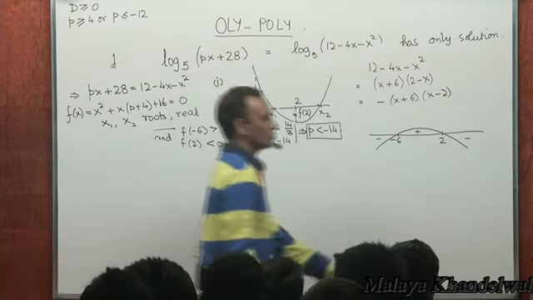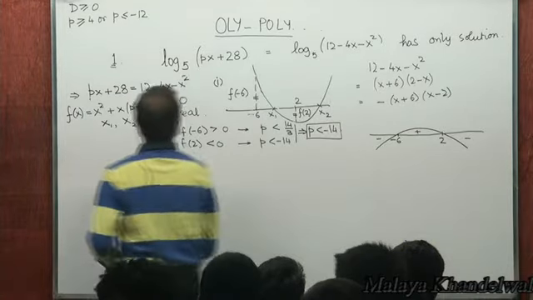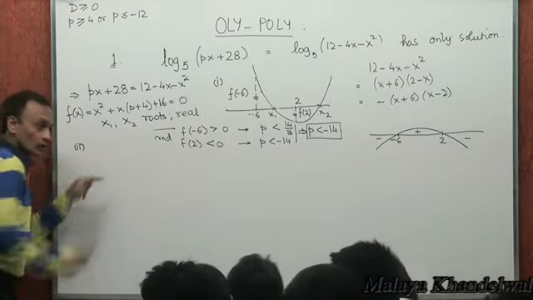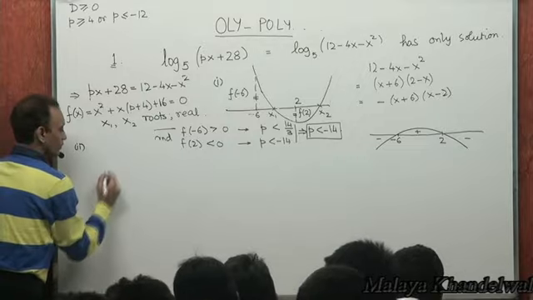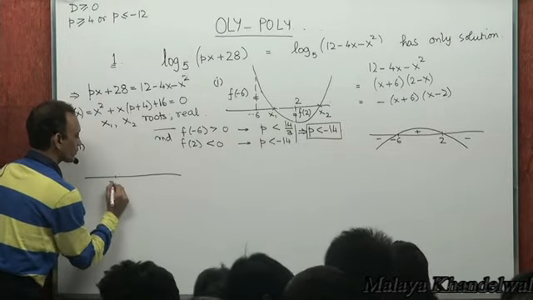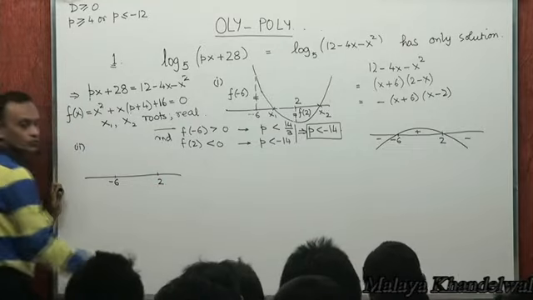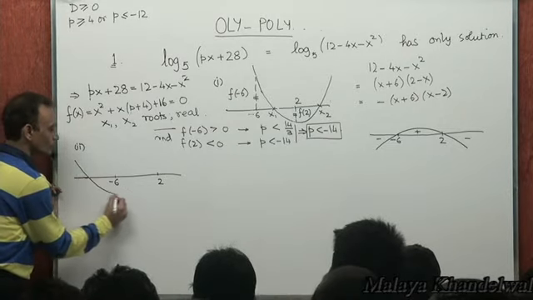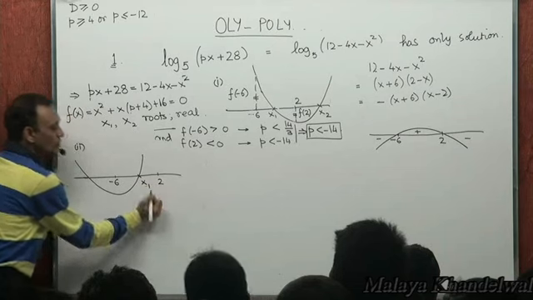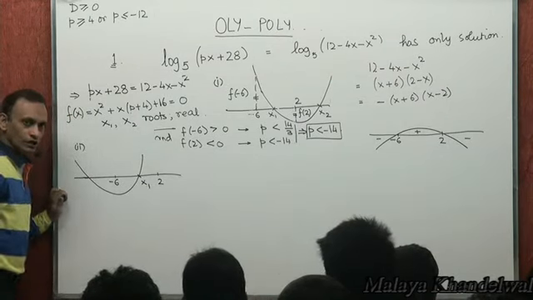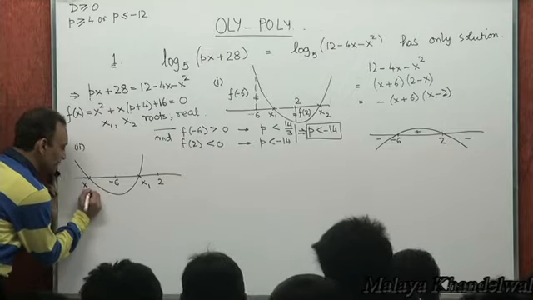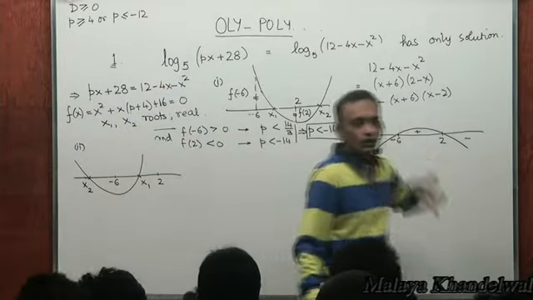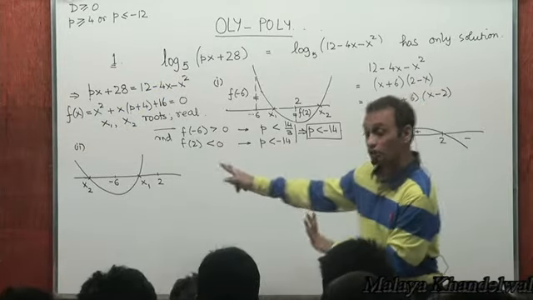Now, case 2. Minus 6 to 2. One root that lies in the interval minus 6 to 2 will be a legal root. The one that doesn't lie in the interval minus 6 to 2 would be an illegal root. It will be a solution to the quadratic but not a solution to the logarithmic equation. Right? This is another possibility.